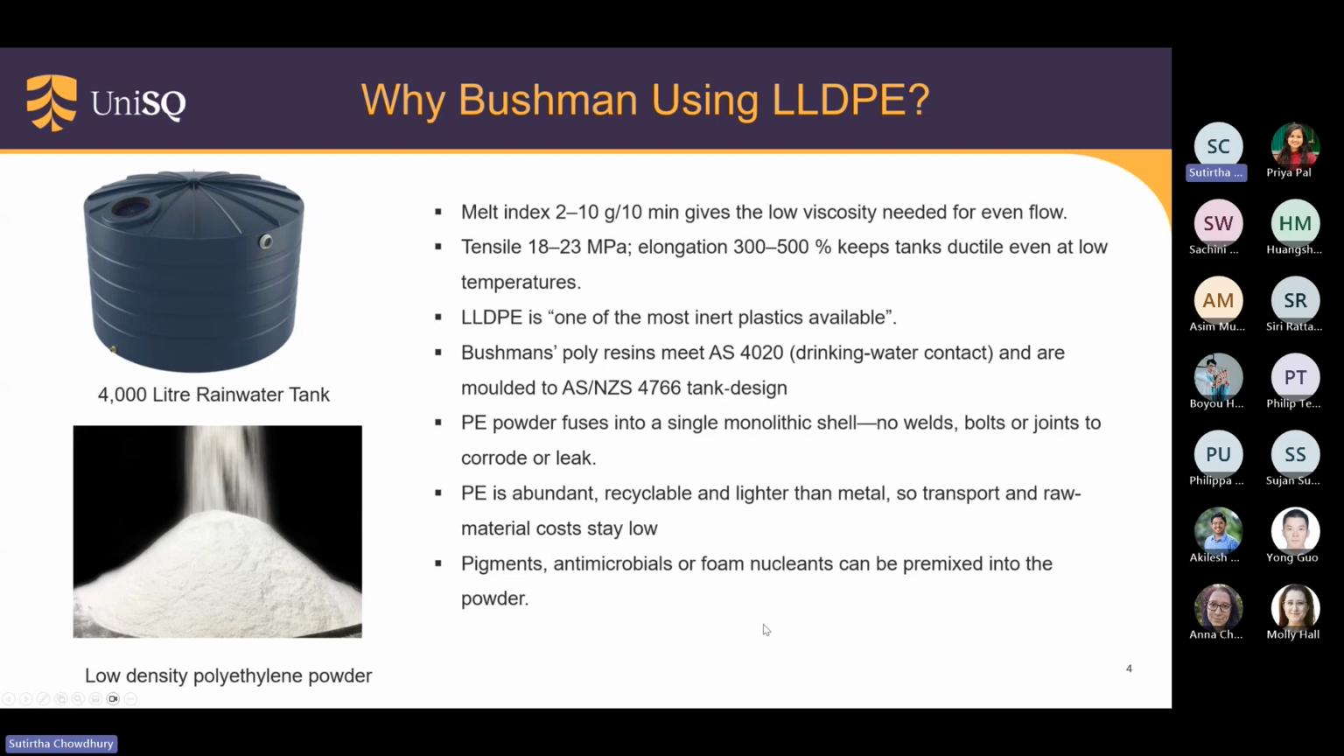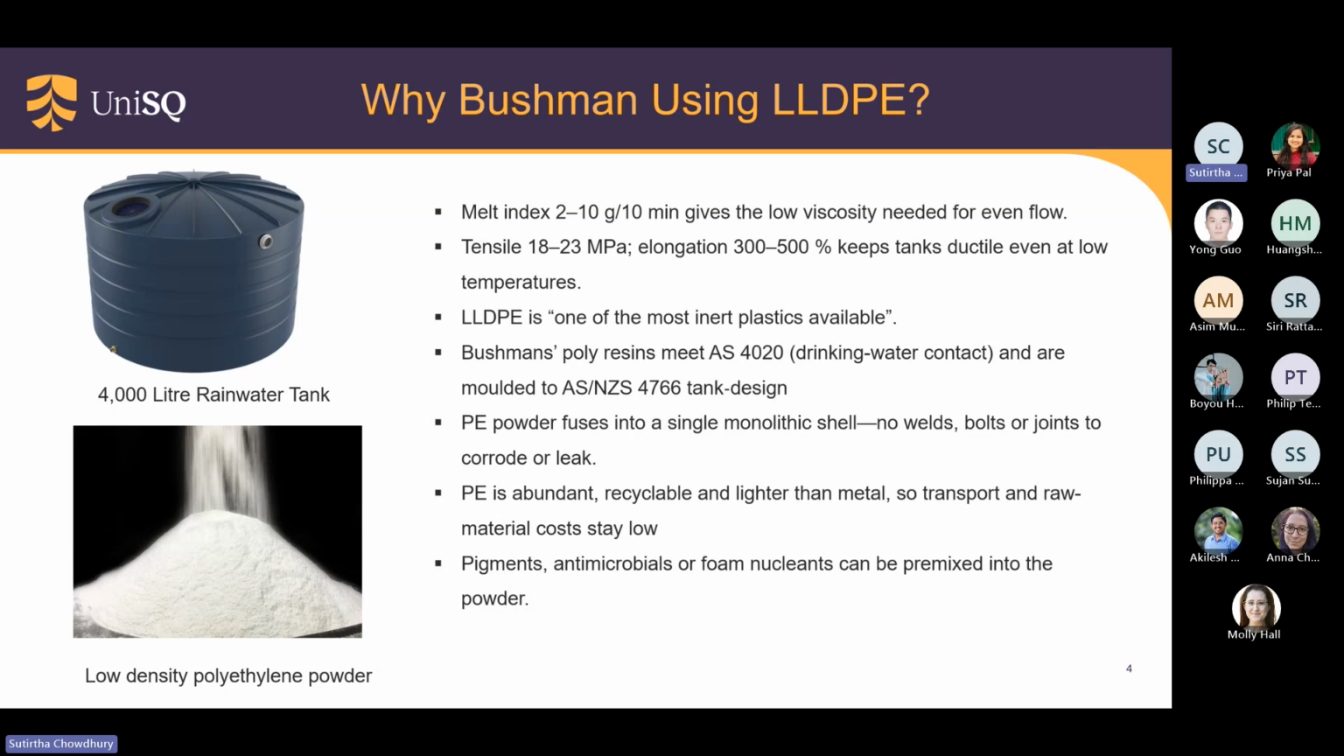Afterward, let us discuss why Bushman Tanks are using LLDPE. Because LLDPE has a melt index of 2 to 10 grams per 10 minutes to give low viscosity for even flow, and the tensile strength is 18 to 23 megapascal, and the elongation is 300 to 500% to keep the ductile even flow at low temperatures. And LLDPE is one of the most inert plastics available because it doesn't come in contact with any other components while it is being made.